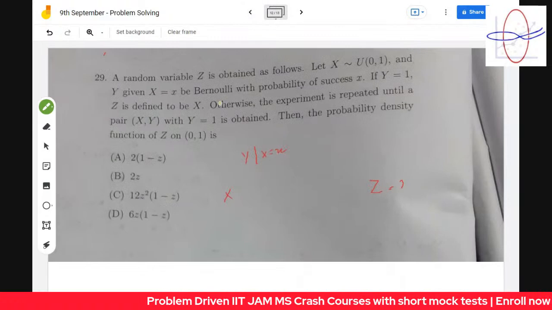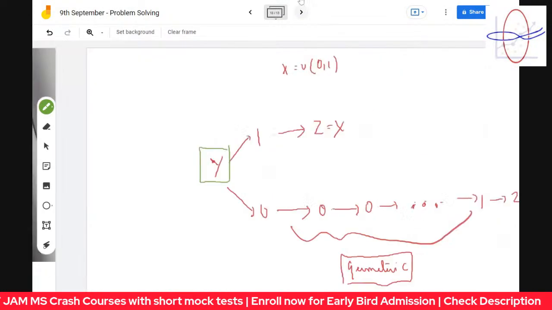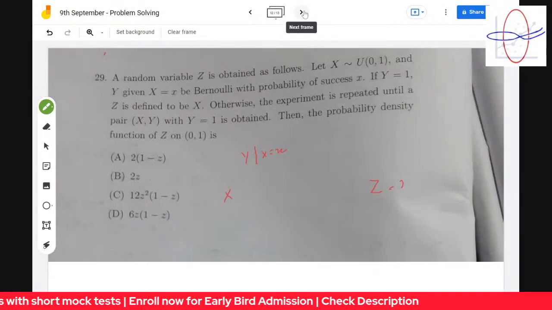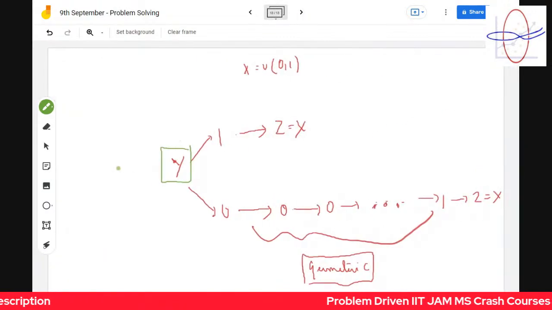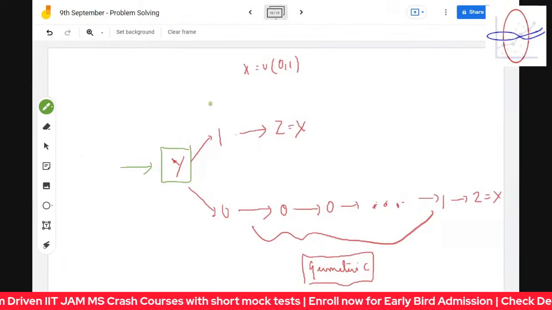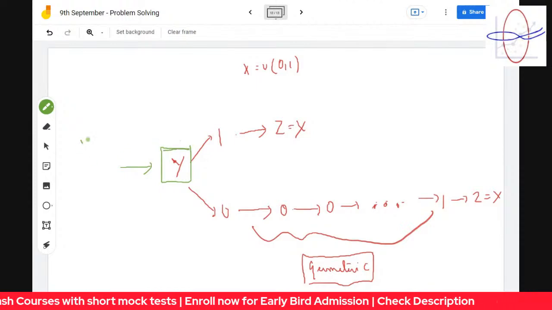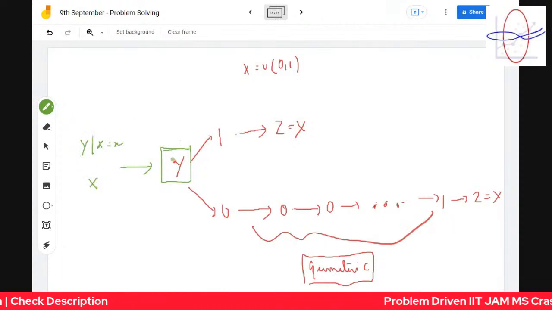But there's a problem. The problem is that y is again dependent upon x. Y given x follows some distribution, so y is dependent upon x. So we don't know the distribution of y unless, see, what we want to know is the distribution of y. What we know is x, and we know y given x. How do you know the distribution of y then?